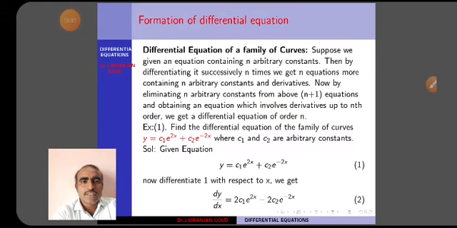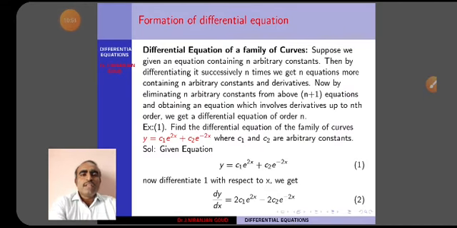Differentiate the given equation with respect to x. What we get? We get dy/dx = c1 × 2e^(2x), so 2c1 e^(2x), plus c2 × derivative of e^(-2x), which is -2e^(-2x), so -2c2 e^(-2x).